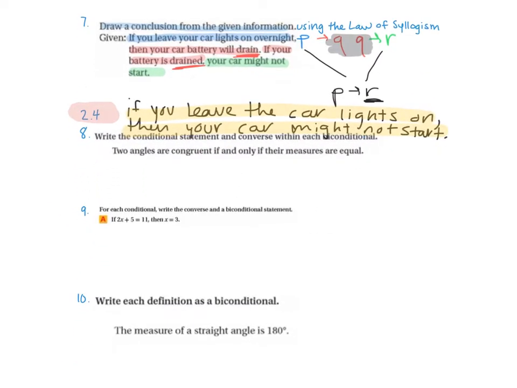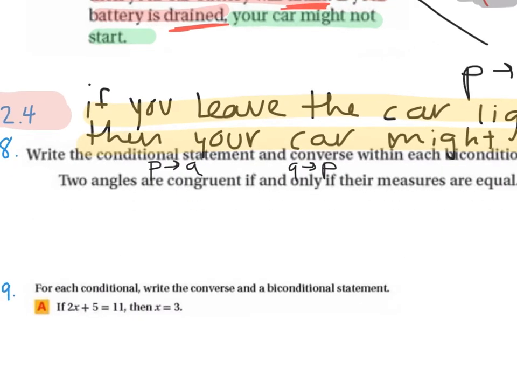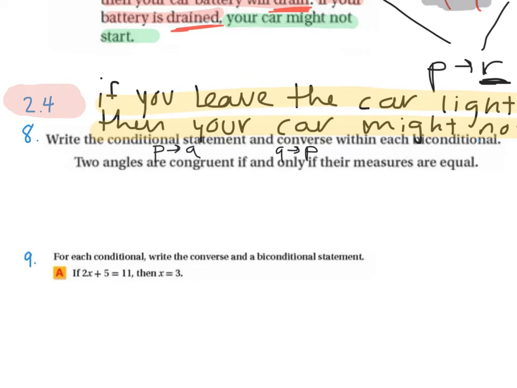Now let's look at 8. Write the conditional statement and converse within each biconditional. So now we're given the biconditional and we need to write the conditional statement and the converse. We know that the conditional statement is our generic P then Q, and the converse is the flip of the conditional, so we have Q then P. So now let's determine what's our P and what's our Q.